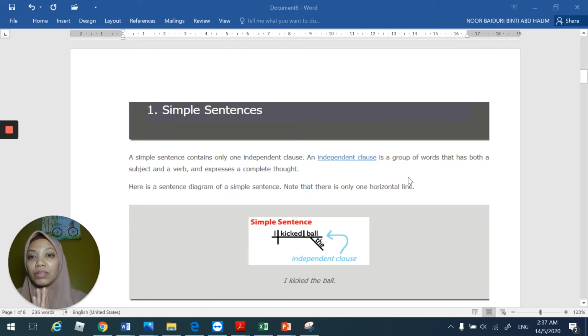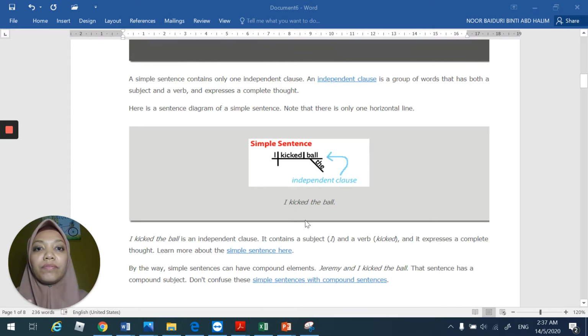The first one, simple sentences. This is the example here: I kicked the ball. You can see in the example, we have one subject and we have the verb. When you combine them together, you have one complete thought. The meaning is complete. You can understand the whole thing from the sentence. I kicked the ball. So it's a simple sentence. You have the subject, you have the verb. This is the very basic one.